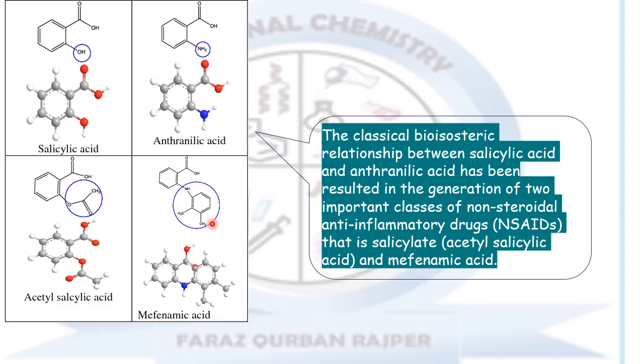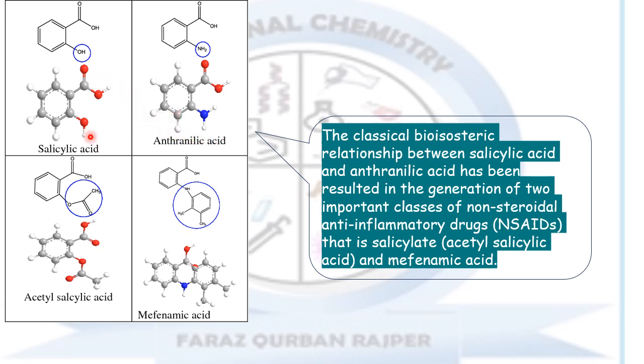Another example of classical bioisostere is the development or design of NSAID drugs. So the salicylic acid derivative, this is the structure of salicylic acid. In this you may observe here we have the phenolic or hydroxyl functional group. When this is replaced with the NH2 functional group, it will be converted into a new class of drug molecule, that is anthranilic acid.